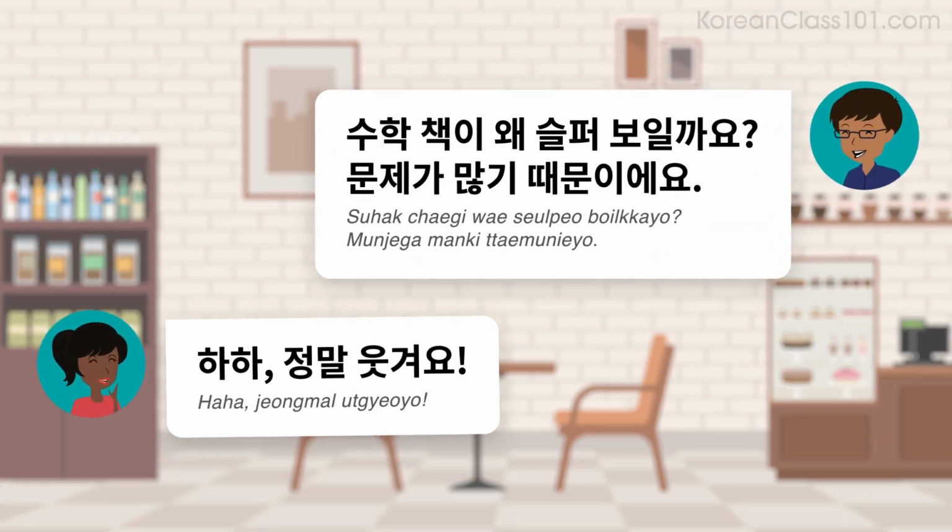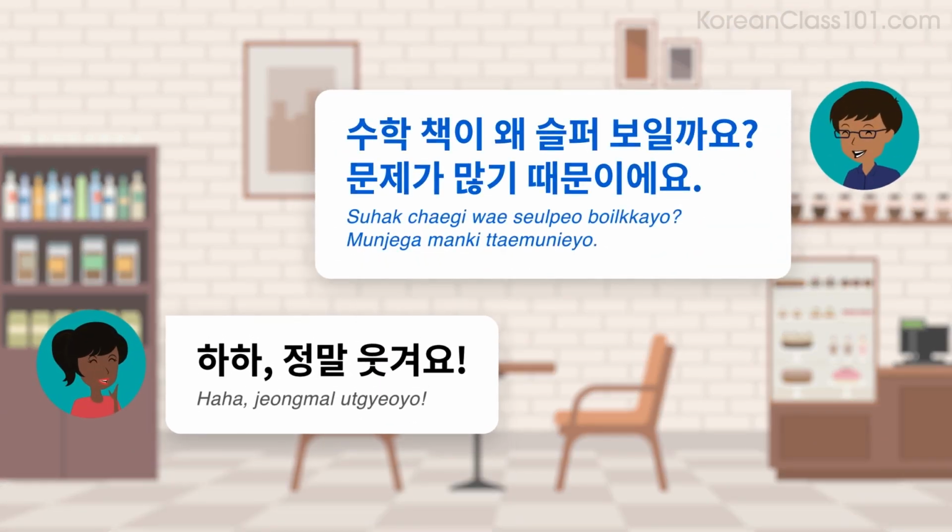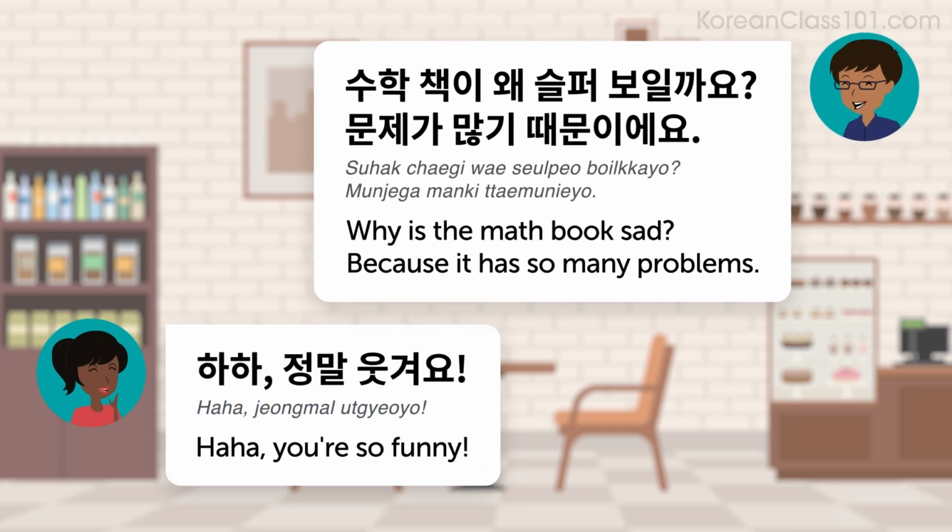Listen to the dialogue. 수학책이 왜 슬퍼 보일까요? 문제가 많기 때문이에요. 하하, 정말 웃겨요. Once more with the English translation. 수학책이 왜 슬퍼 보일까요? 문제가 많기 때문이에요. Why is the math book sad? Because it has so many problems. 하하, 정말 웃겨요. Haha, you're so funny.